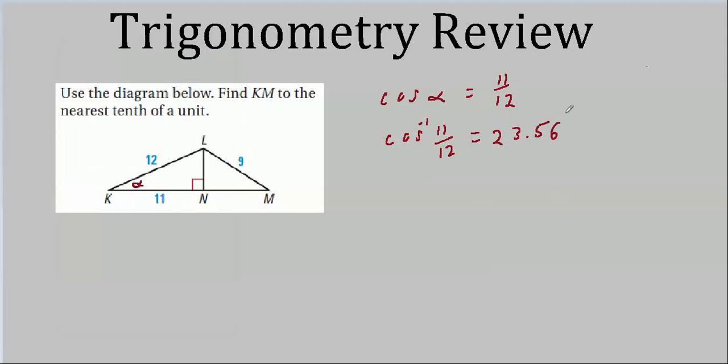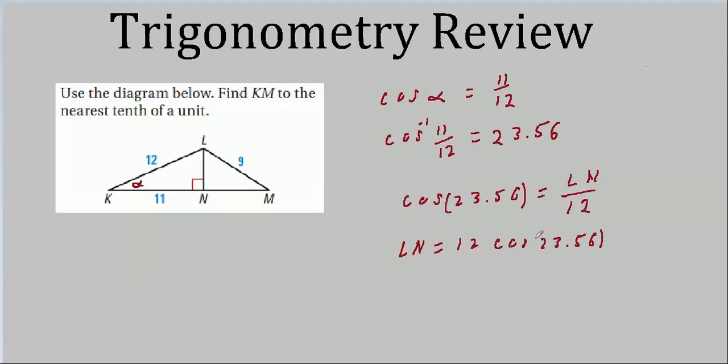Now that we know alpha, we can easily get this, because cosine of 23.56 degrees equals ln, that's opposite, over 12, or ln equals 12 times the cosine of 23.56.